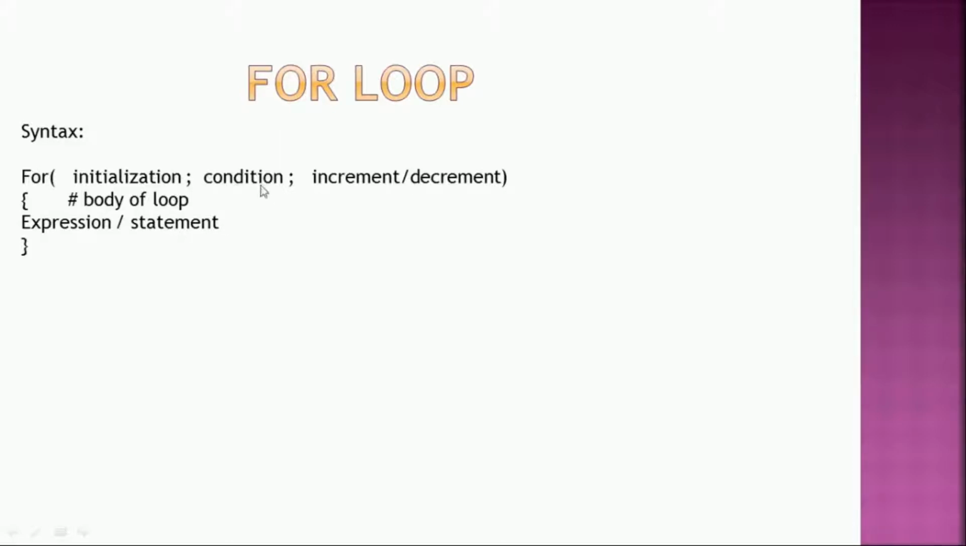Suppose the condition is true, it will enter inside the loop, the statement gets executed, again increment, again the condition is checked, and so on. The initialization part is used only once, just to initialize, and afterwards only the condition is checked, statements are executed, and increment, condition checked, execution, and then increment. So it goes like this until the condition holds true. Once the condition is false, no statements will be executed inside the loop.